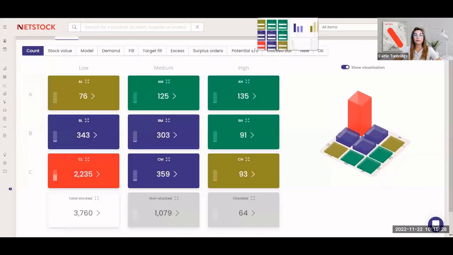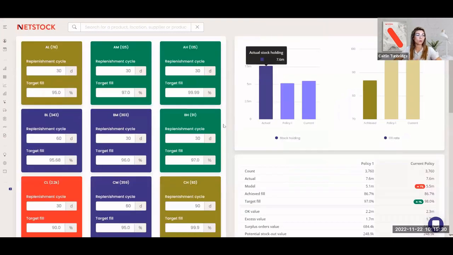So the power in this is that we need a tool that will automatically adjust our KPIs based upon our stock holding, as well as how that product is moving and selling and contributing within the business. So you can see here we've set some base policies, and I've decided that I'd like to go for a 99.99% fill rate on those A high products. Previously, we were going for 98. So it tells me what my current stock holding is now, which in this case is 7.6 million, and what kind of fill rate I'm currently achieving, which is 86.7.